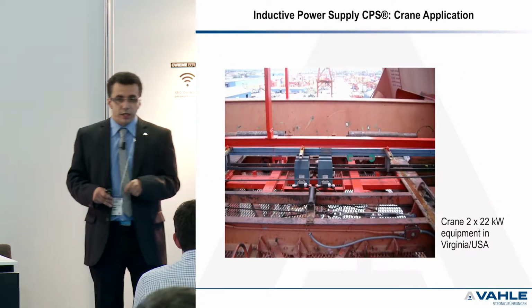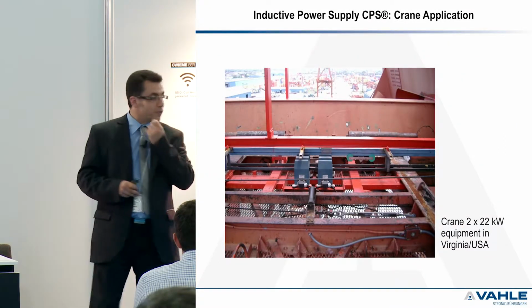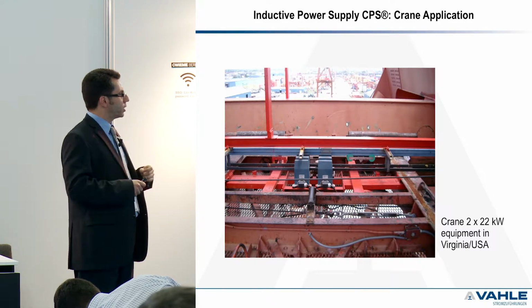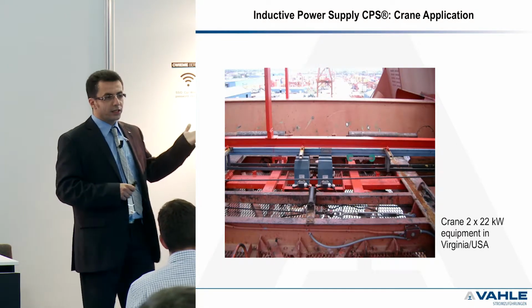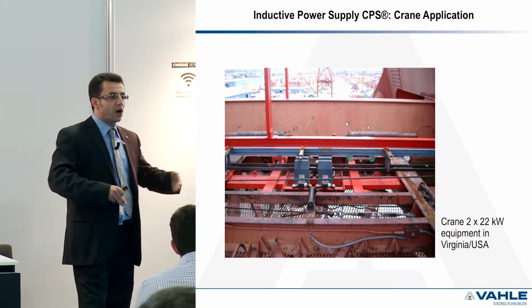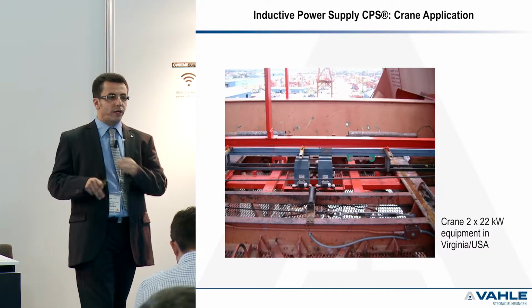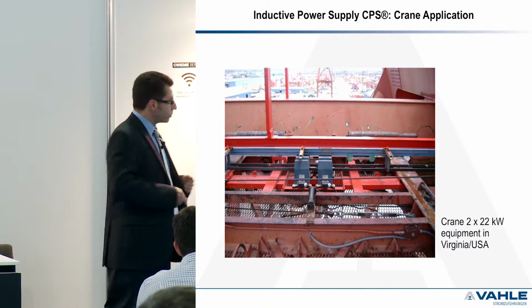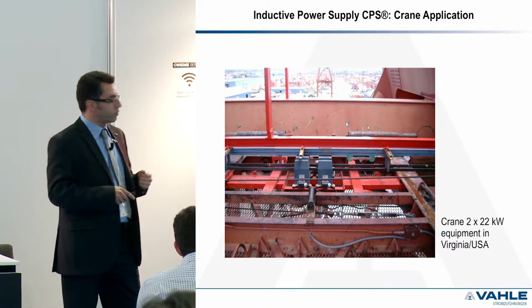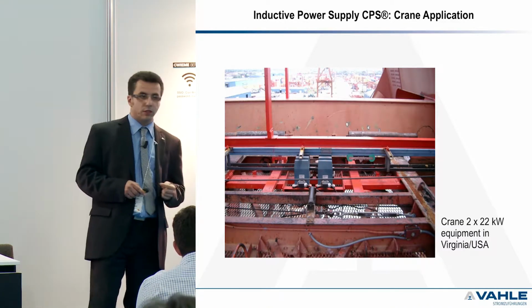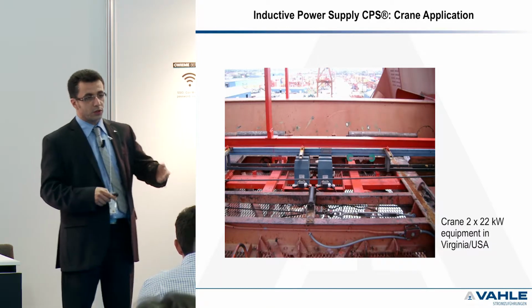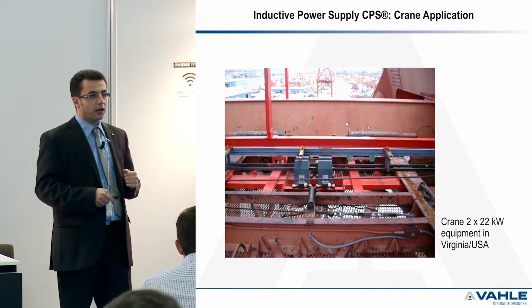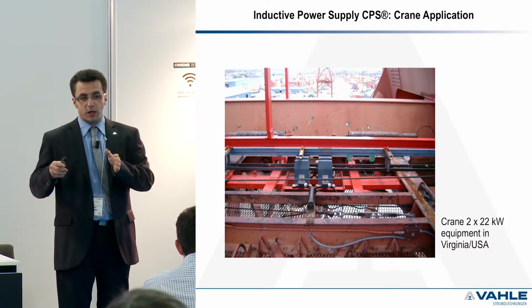So now we go into the applications. This is a very old application. This is a crane. It was equipped in Virginia, USA in 1998, just to give you an idea that this technology is quite old, but not really known up to now. This is a system of 2 times 22 kilowatt. These are E-shaped pickups, so we got a higher coupling. We are able to transfer more power at a certain given volume.